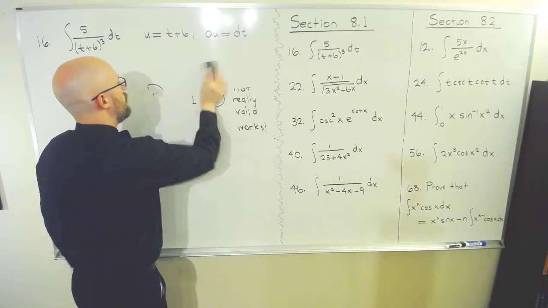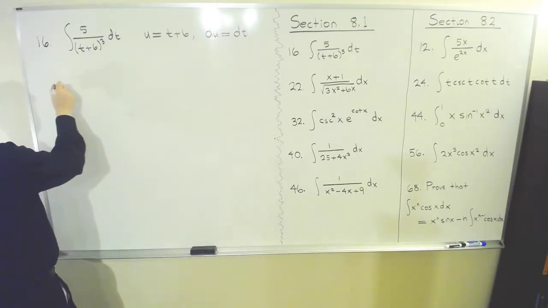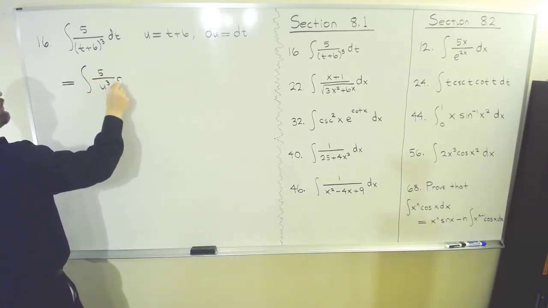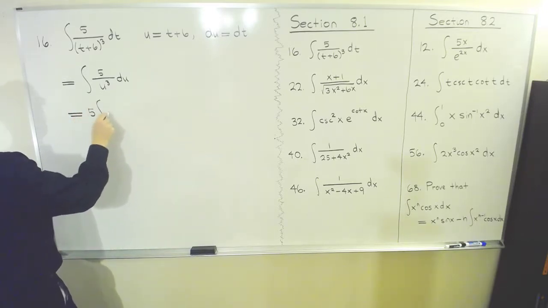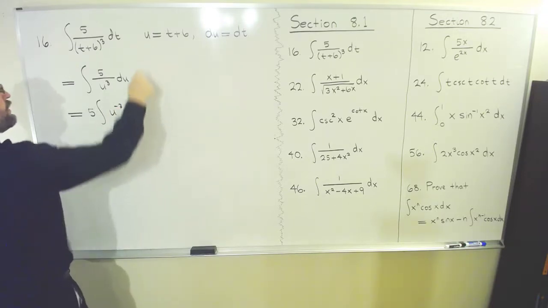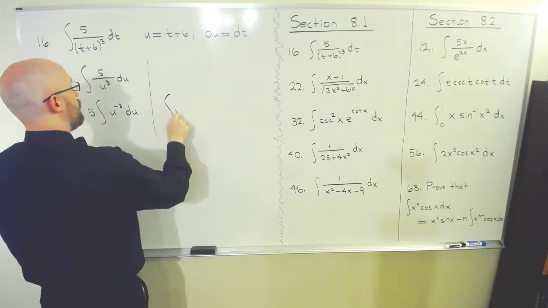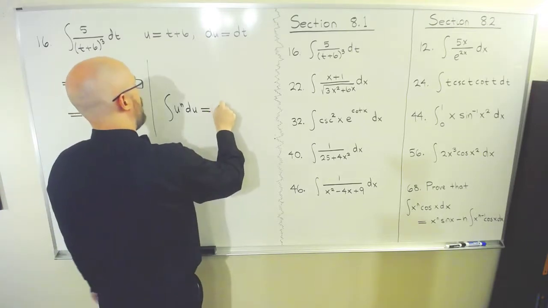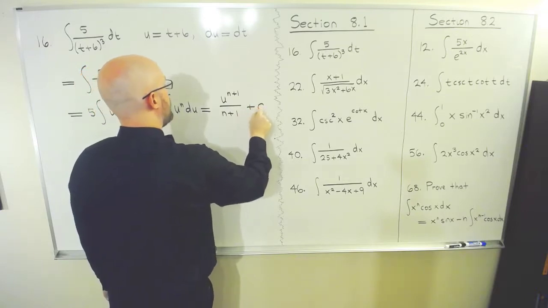We don't need it. We've decided what our u is, we found what our du is, and now we can substitute. So we write the integral as the integral of 5 over u cubed du. If you like, you can rewrite this pulling out the 5, and you can write the u as a negative exponent here. Now you can use the general power law for integration, which says that the integral of u to the n du equals u to the n plus 1 over n plus 1 plus the constant of integration.